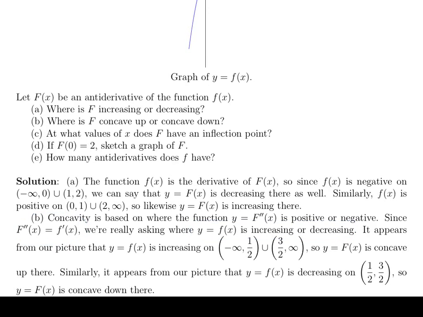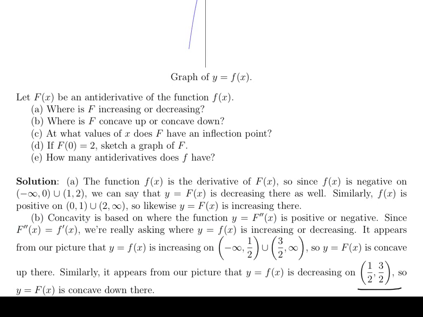Now you can't tell for sure in the picture, but it looks roughly like little f of x is increasing on the interval from minus infinity to a half, and then again from 3/2 out to infinity. So we can say that big F is concave up on those intervals. And then we can also say that little f of x is decreasing on the interval from, looks like about 1/2 to 3/2. So we can say that the original function that we don't have, big F, is concave down there.